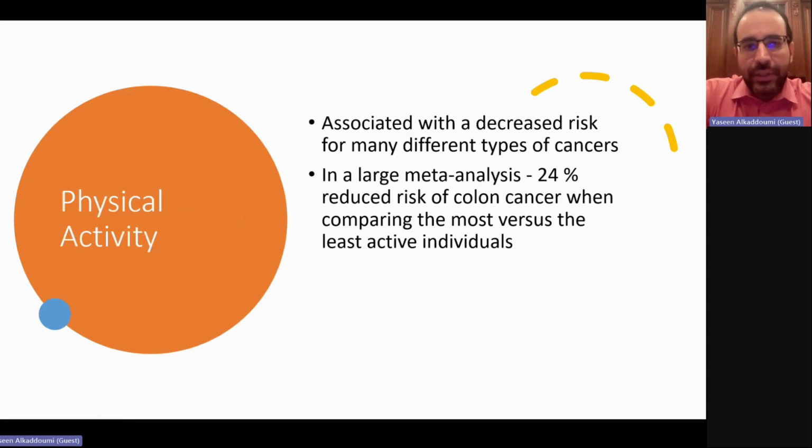Other risk factor, physical activity. Being active is associated with decreased risk of many different types of cancer. In a large meta-analysis involving about 50 studies, there was a 24% reduction of risk of colon cancer when comparing the most active versus the least active individuals.